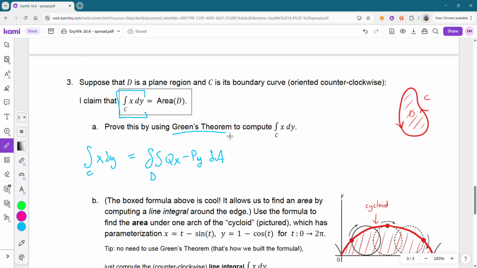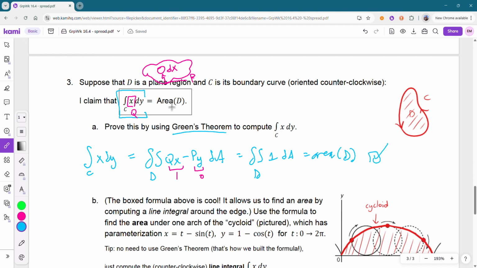And here we can see immediately what our Q is, but there actually is no dx, you probably noticed, and so we can imagine that there's a 0 dx floating around, and so our P here is that 0. And so Q with respect to x is just going to be 1, and P with respect to y is just 0. And so once again, we end up integrating the constant function 1 over our region D, which will just hand us the area. And so our formula here is true.